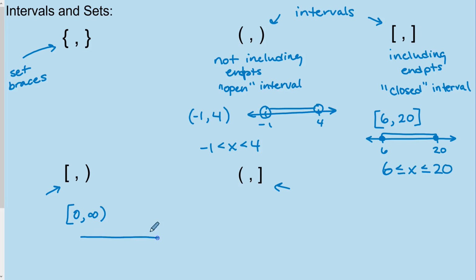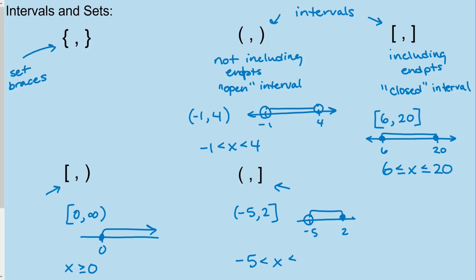And on a number line, that would look like that. And then with set notation, you would have x is greater than or equal to 0. You could also have, say, a half open interval that was something like -5 to 2. And so on a number line, you'd have an open circle at -5, a closed circle at 2, segment in between. There's infinitely many numbers in there. And using set notation, it would look like -5 is less than x is less than or equal to 2.